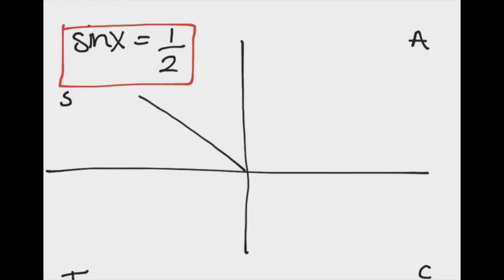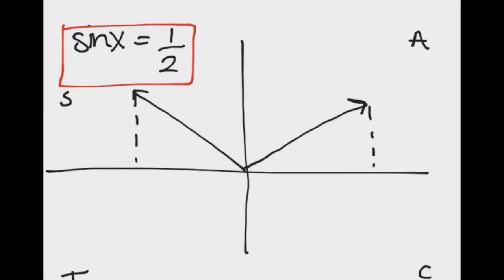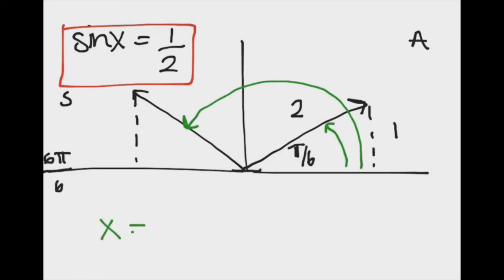Using CAST, we know that sine is positive here and here. We now think back to our special triangles to find our acute angle, using our knowledge that our sine value represents the sides that are opposite and the hypotenuse. Therefore, x equals pi over 6 and 5 pi over 6.